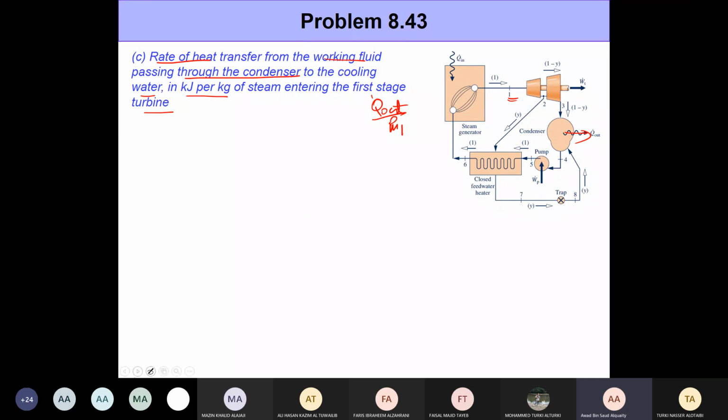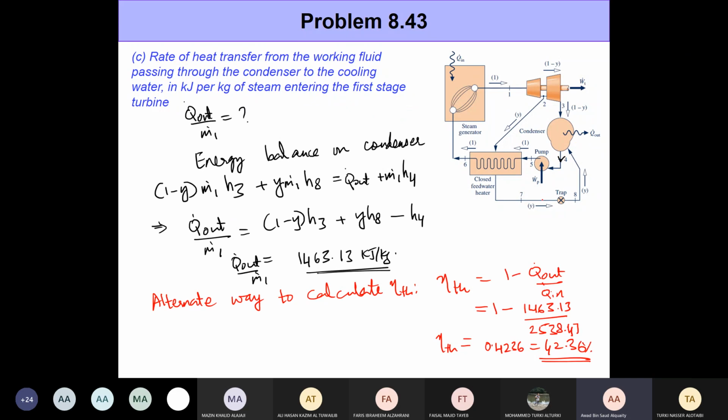Now, how do we do this? Well, again, by simply applying energy balance on the condenser. For the condenser, we have to be careful. It has two inlets and one outlet. One inlet is coming with a mass flow rate of 1 minus y times m dot 1. It's coming in at state 3, so H3. The other inlet, which students tend to miss, is this other one coming from the bottom. It's coming with a mass flow rate of y times m dot 1 and at state 8, so it's H8.